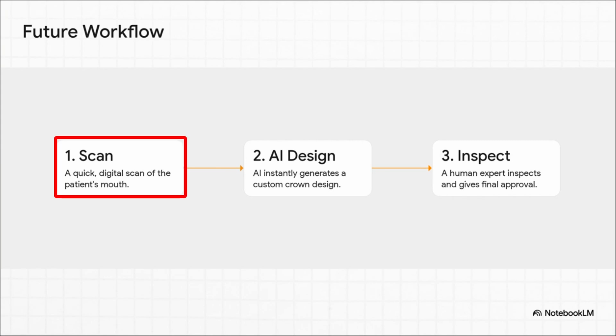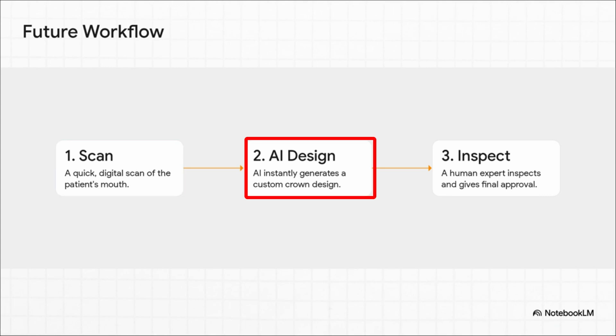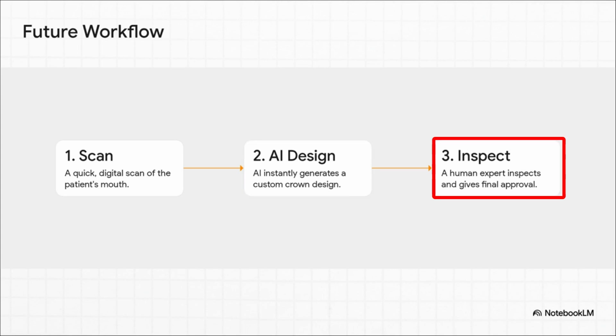Step 1, a quick scan of the patient's mouth. No more goopy impressions. Step 2, the AI takes that scan and almost instantly generates a perfect custom-fit design for whatever's needed, a crown, an inlay, you name it. And then step 3, and this is absolutely crucial, a human, the dentist or the technician, inspects the AI's design, makes any final adjustments, and gives the final okay.